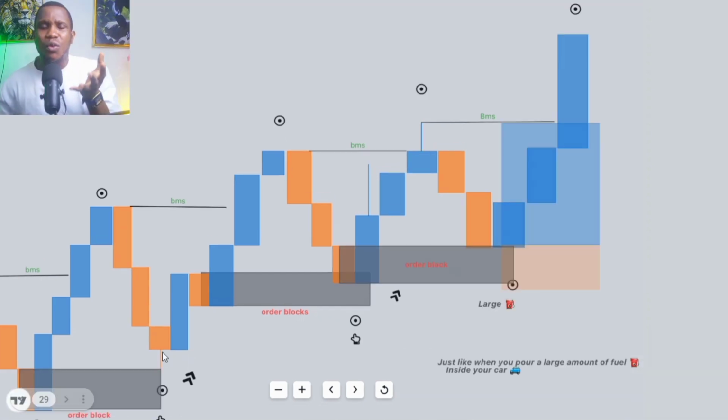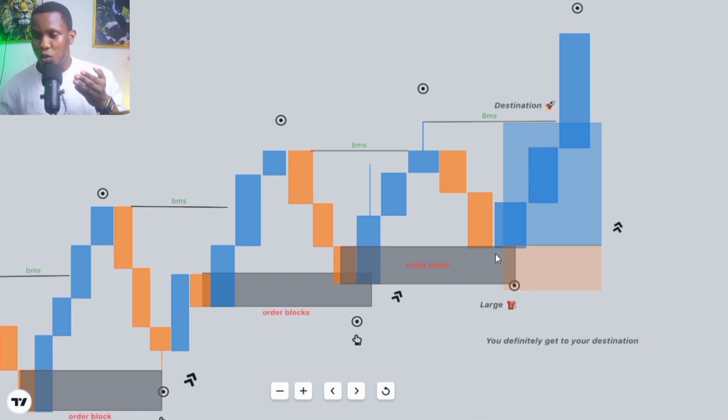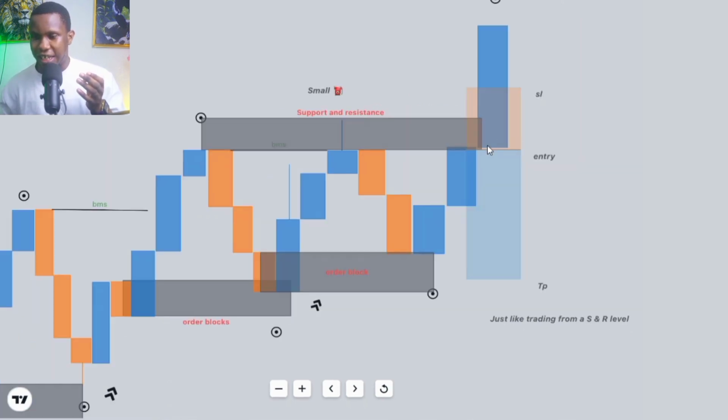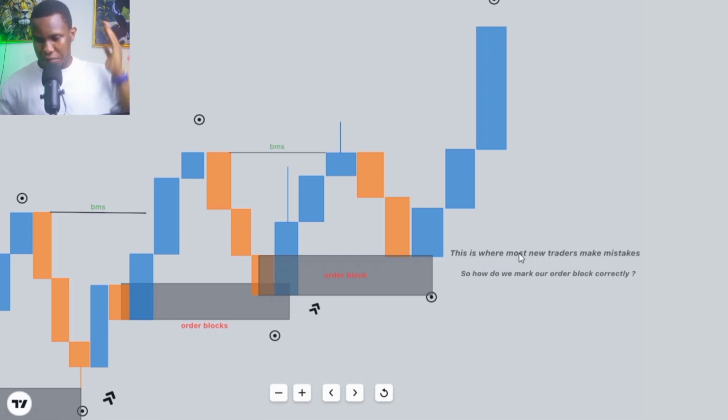Order blocks are just like when you pour a large amount of fuel inside your car. You will definitely get to your destination. But when you decide to pour a small amount of fuel in your car, just like trading from this support and resistance zone in the market, I see that price action will end up taking you out. So this is where new traders make the mistake.